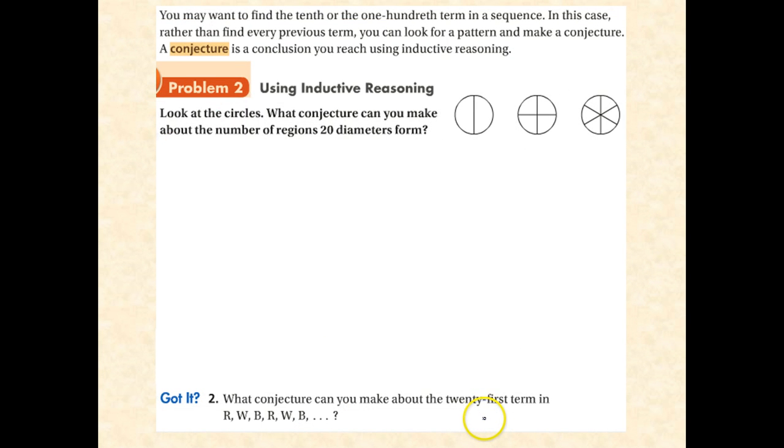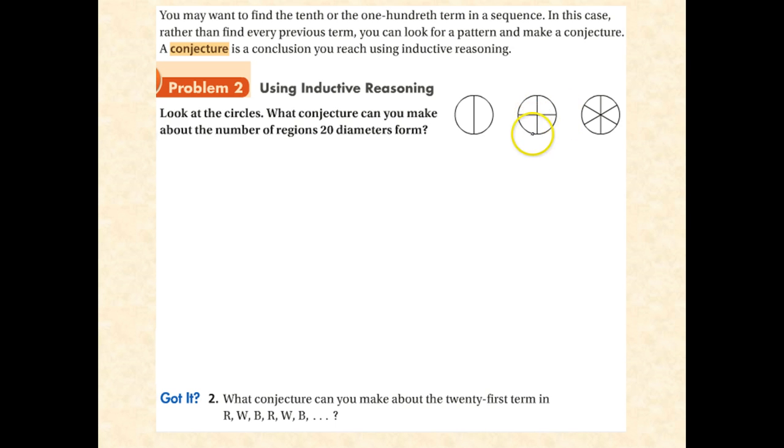Alright, you want to find the 10th or the 100th term in the sequence. You don't want to write out 100 terms, so you can look for a pattern and make a conjecture. A conjecture is an educated conclusion we reach, kind of like a guess, but smarter than a guess. And we use inductive reasoning. So look at the circles. What conjecture can you make about the number of regions that 20 diameters form?